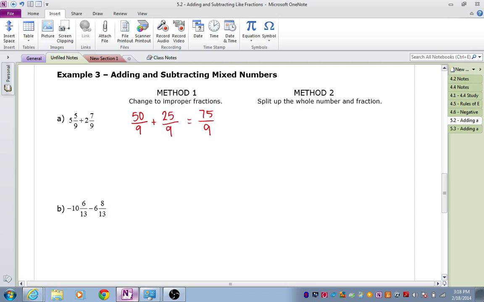So we're going to say, how many times does 9 go into 75? Well, that would be 8. So 8 is our whole number. 8 times 9 is 72, which means there were 3 left over. So we get 8 3/9. And our final answer, because that's not quite simplified, is 8 1/3.